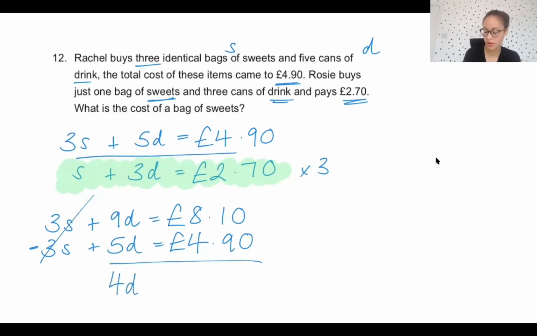Now listen up, if you haven't done the O-Labs material, you might be able to finish up from here. So make sure you're paying attention. 4D equals £3.20. So 4 drinks cost £3.20. How much does 1 drink cost?